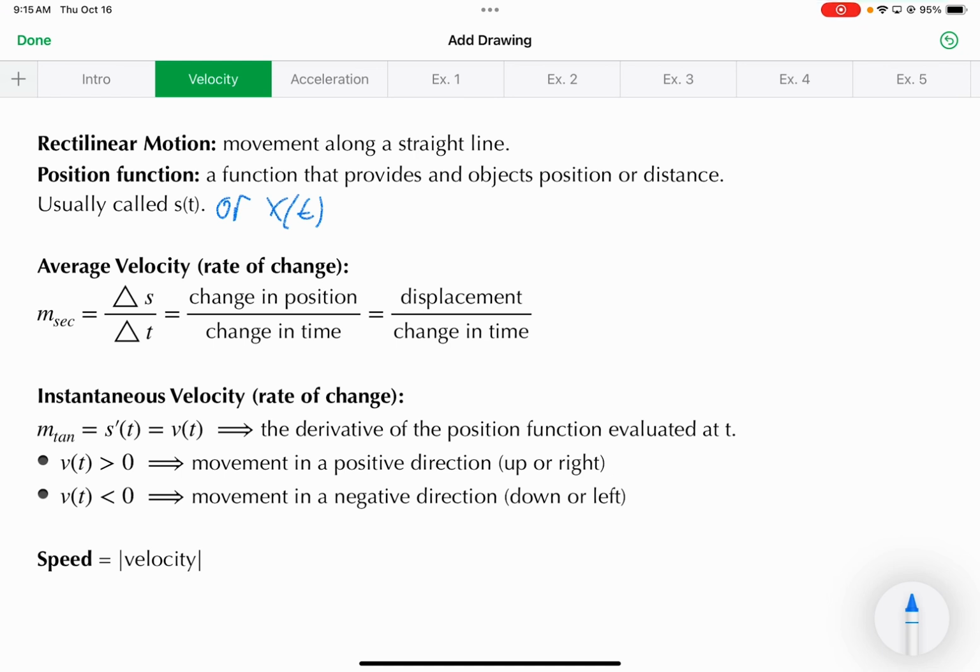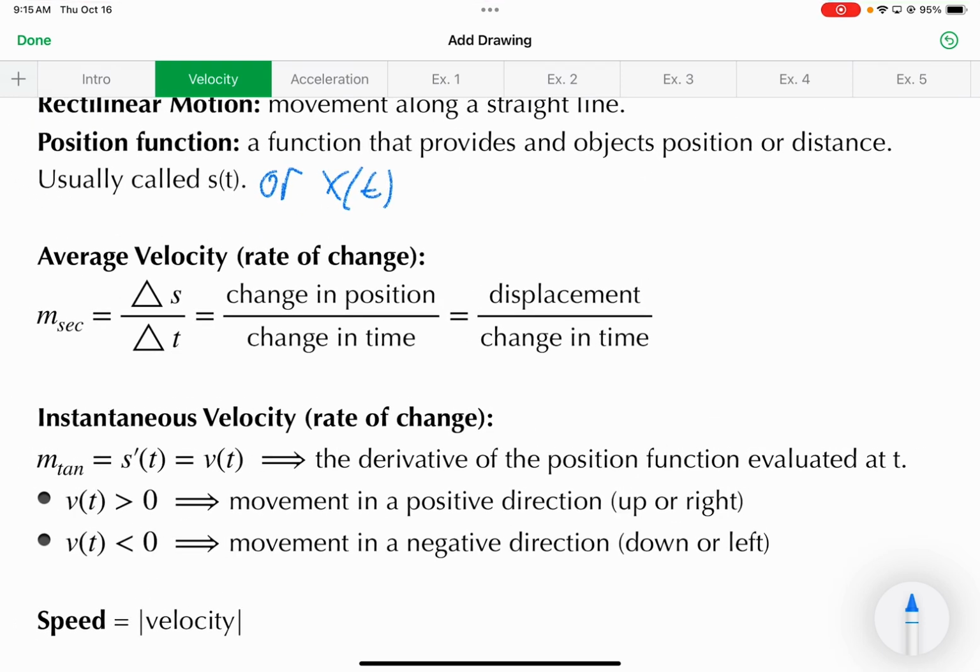Our average velocity is just the slope of our secant line. So it's our change in s divided by change in t, which if we shake that out in terms of practical application, that's our change in position over change in time. What do we call a change in position? What is that called? Displacement, right? So displacement is our change in position, okay?